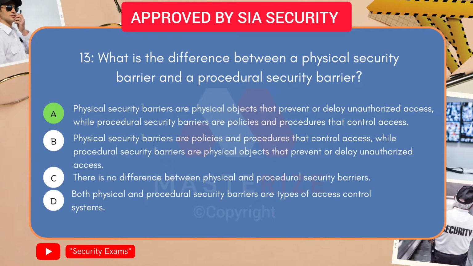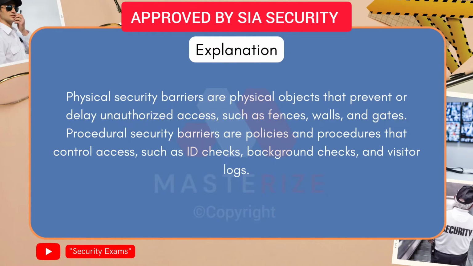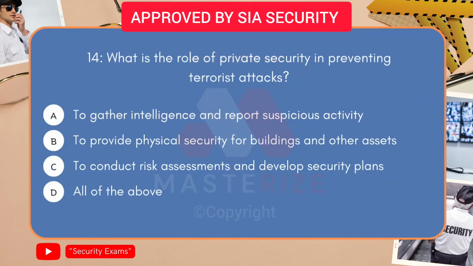Answer: physical security barriers are physical objects that prevent or delay unauthorized access, while procedural security barriers are policies and procedures that control access. Explanation: physical security barriers are physical objects that prevent or delay unauthorized access, such as fences, walls, and gates. Procedural security barriers are policies and procedures that control access, such as ID checks, background checks, and visitor logs. What is the role of private security in preventing terrorist attacks?